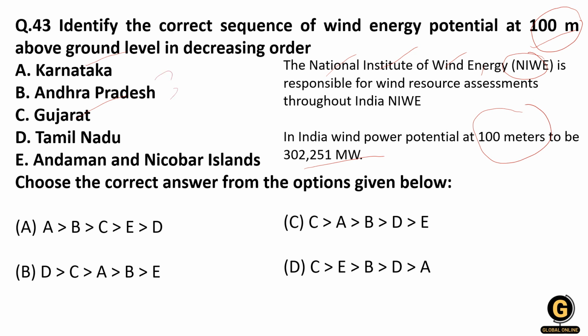So remember, the top state in this potential is Gujarat, then second state is Karnataka, then third state is Andhra, then fourth state is Tamil Nadu, and fifth is Andaman and Nicobar, right? So our correct answer will be C. So remember the topmost state with the highest wind energy potential is Gujarat. So you have to remember Gujarat. And then this National Institute of Wind Energy you have to remember, right?